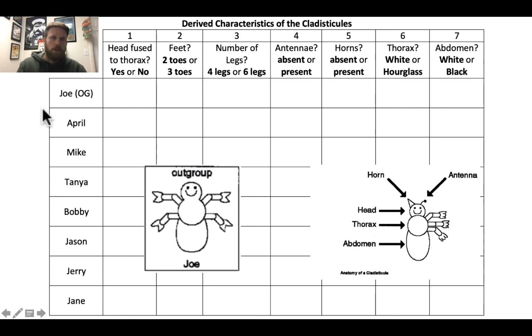So if we look at Joe, does Joe's head fuse to his thorax? Yes, it does. His head is fused to the thorax. Do Joe's feet have 2 toes or 3? Joe's feet have 2 toes. Does Joe have 4 or 6 legs? Joe has 4 legs. Does Joe have antennae? Okay, antennae are those little googly eye things. No, he does not have antennae. Does Joe have horns? No, Joe does not have horns. Does Joe have a white thorax or an hourglass thorax? Joe has a white thorax. Joe also has a white abdomen.